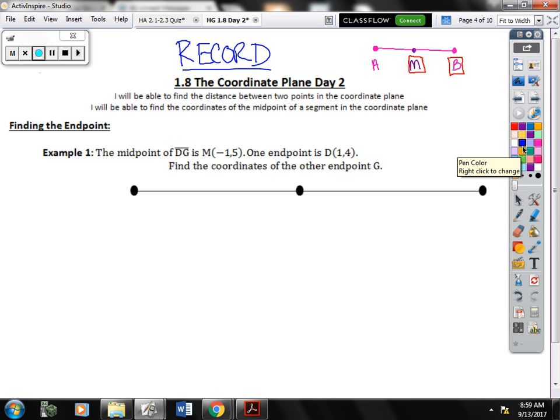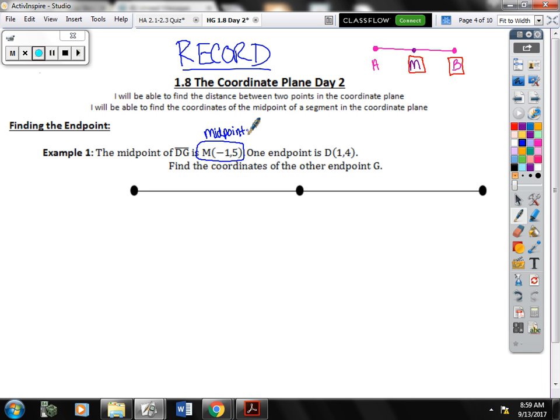So, the midpoint of segment DG is M. Okay, so first of all, right above this, I'm going to write the word midpoint out again, just to remind myself that it's not an endpoint, because if you write it as an endpoint, you'll do the wrong formula. Okay. One of the endpoints is D, 1, 4. Find the coordinates of the other endpoint.